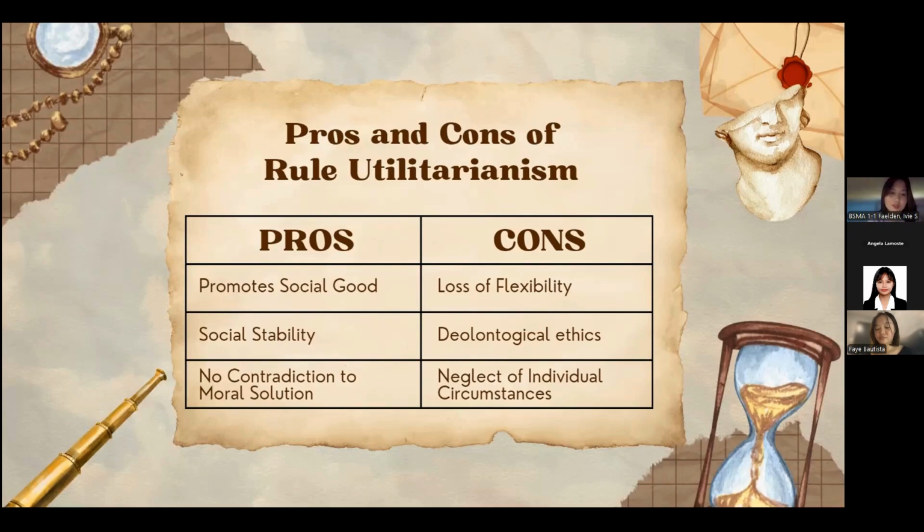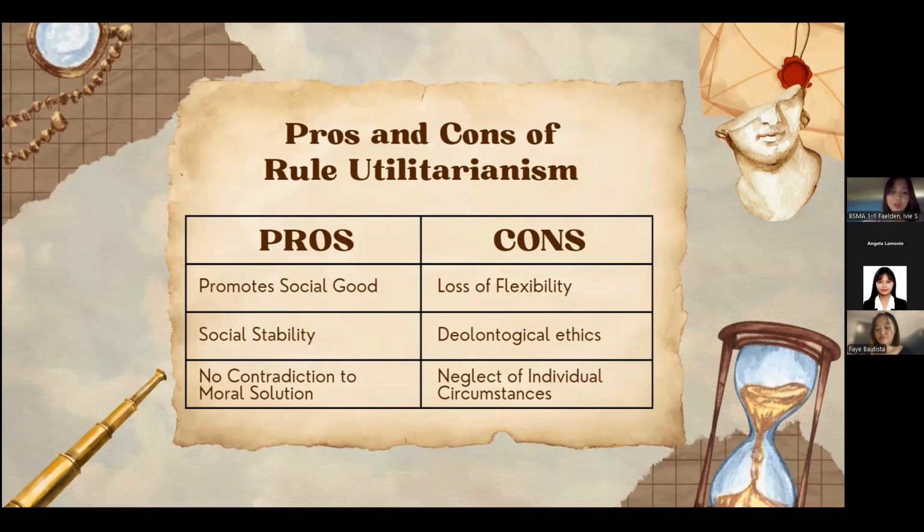Next are the cons. One significant con is that it often neglects individual circumstances since rule utilitarianism emphasizes rules that apply universally. It may overlook personal situations where a rule could cause harm or lead to unfair outcomes. Another downside is the loss of flexibility. Rule utilitarianism, like deontological ethics, requires strict adherence to rules, limiting individuals' ability to adapt to unexpected or complex situations.